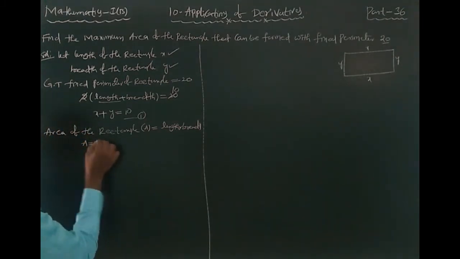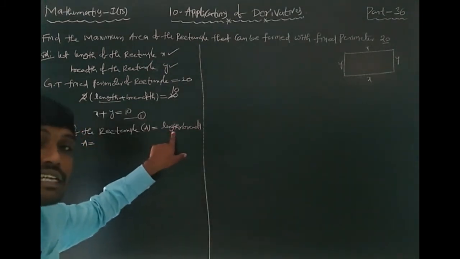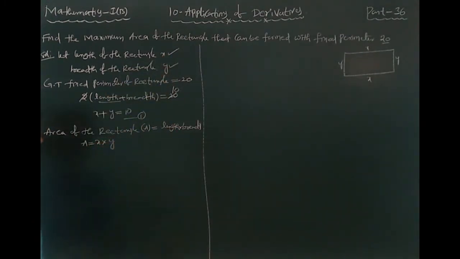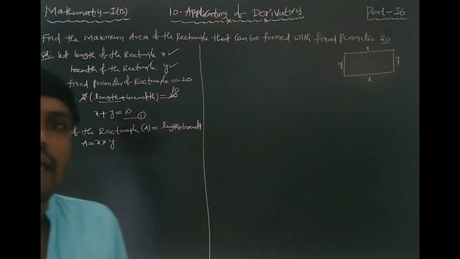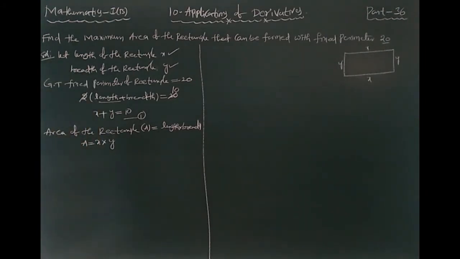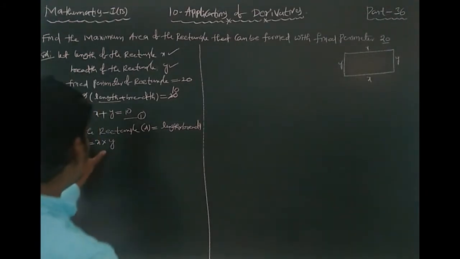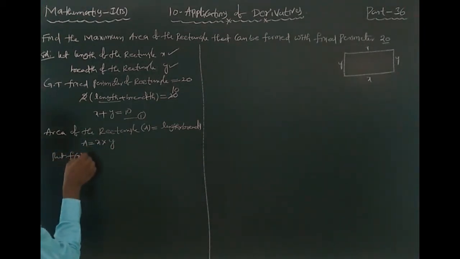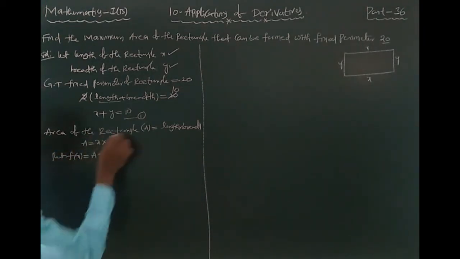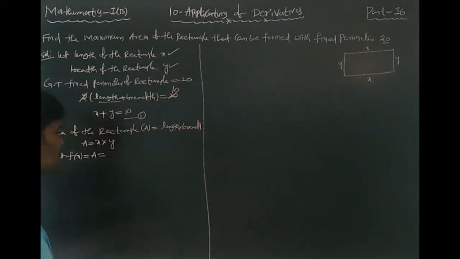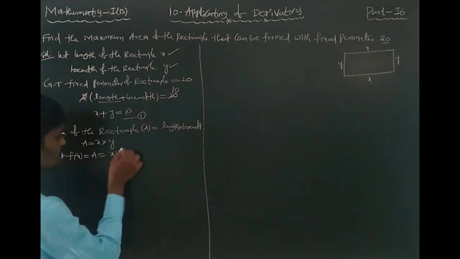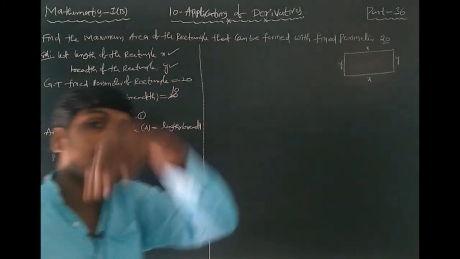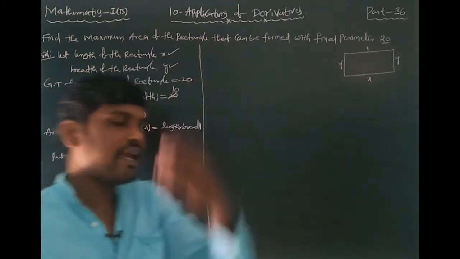Here, area of the rectangle is equal to length x into breadth y. After that, take the function, put area of the rectangle equal to f of x, equal to A equal to x into y. Here function f of x is there, and in this function both x and y values are there.